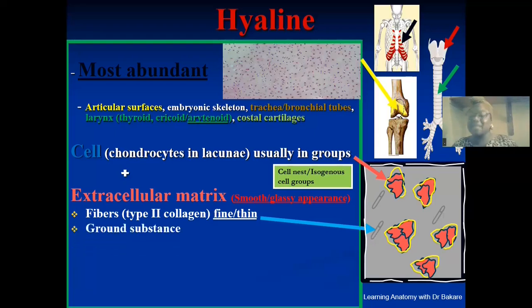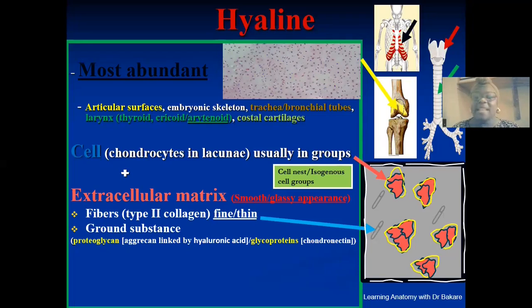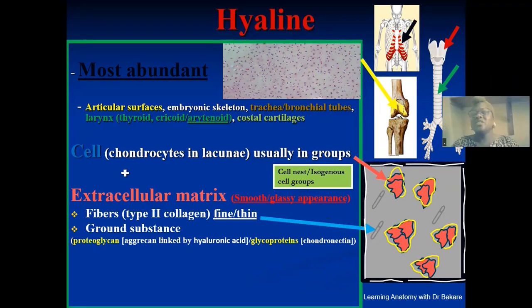Also, we have the ground substance. The ground substance basically will include the proteoglycans and also the glycoproteins. For the proteoglycans, you have the aggrecan linked by hyaluronic acid. We have glycoproteins, which include chondronectin. So these are the proteins that are seen within the ground substance of hyaline cartilage. This region here that is arrowed in yellow is the ground substance, and this is what acts as a background onto which the fibers and also the cells are embedded.